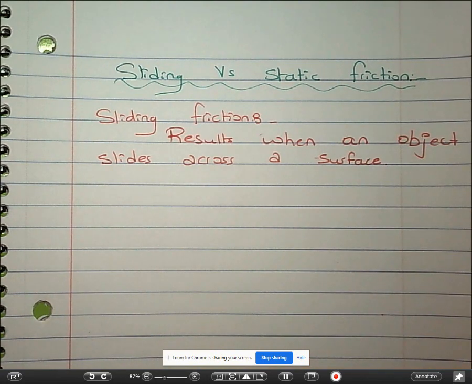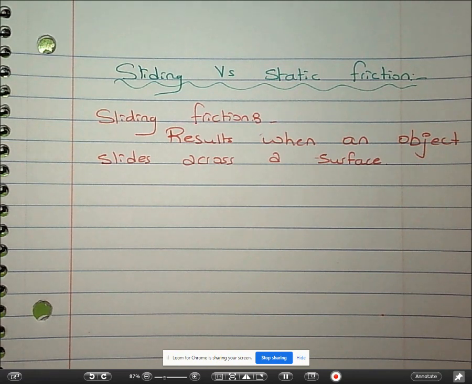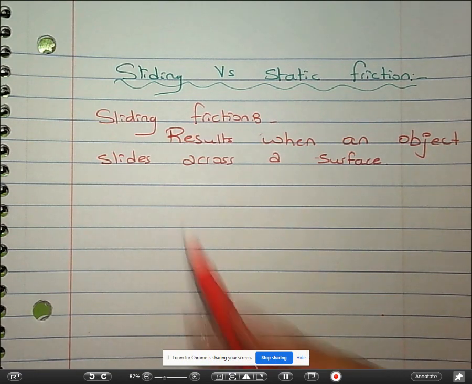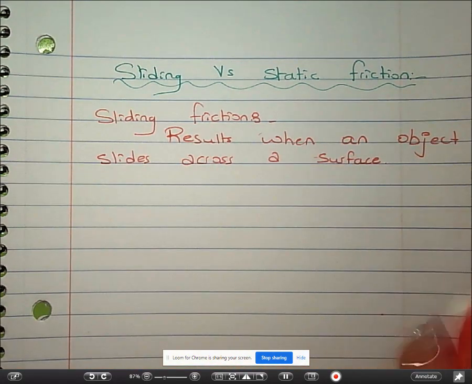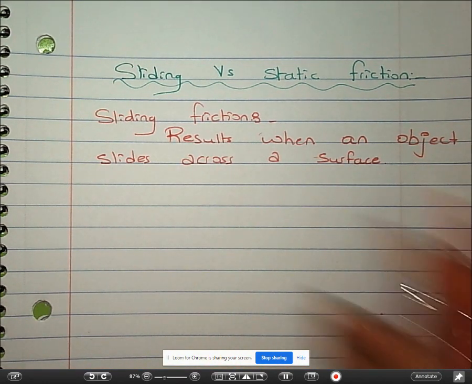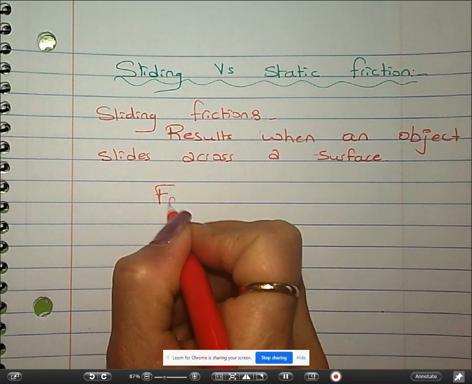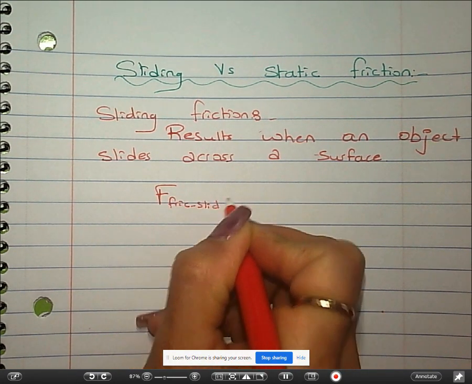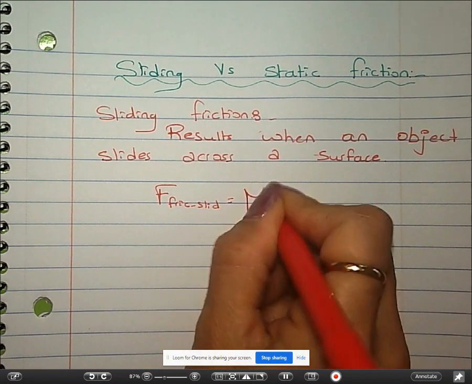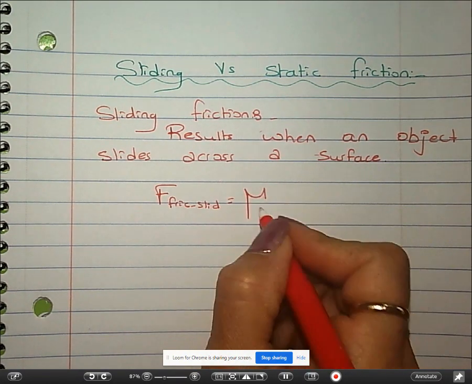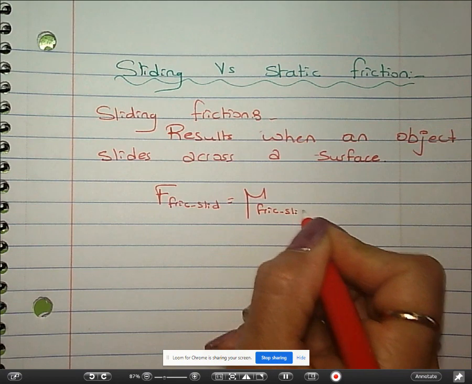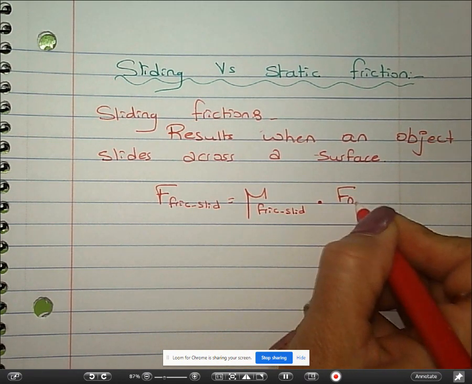If we talk about a car sliding across the road, there will be a friction force created between the wheel and the road. That is the friction force. Now, the formula for the friction force that is a sliding friction is the coefficient, one side big M, the other one short, that's friction sliding, times the normal force.